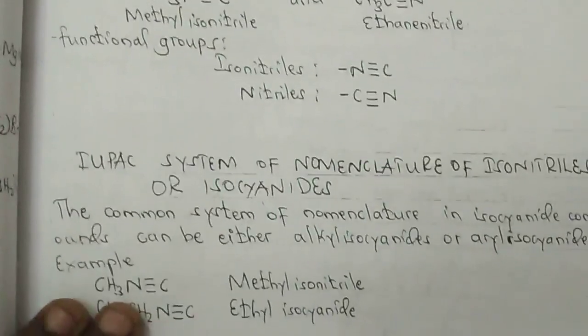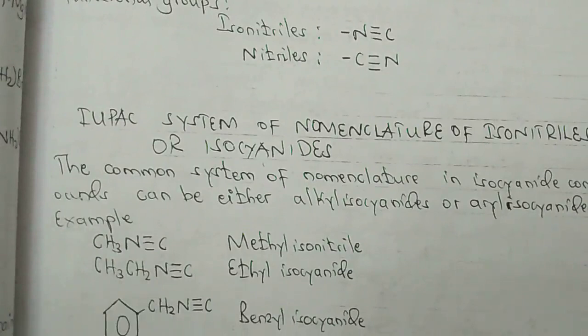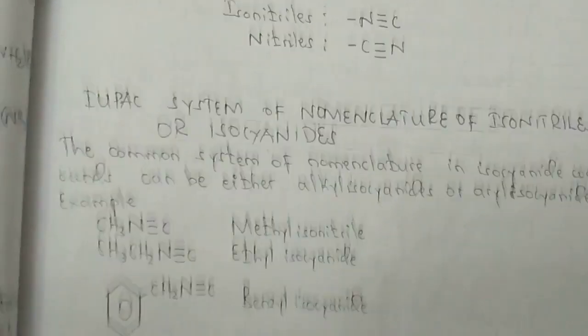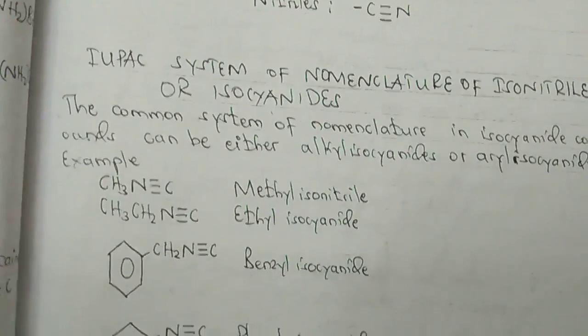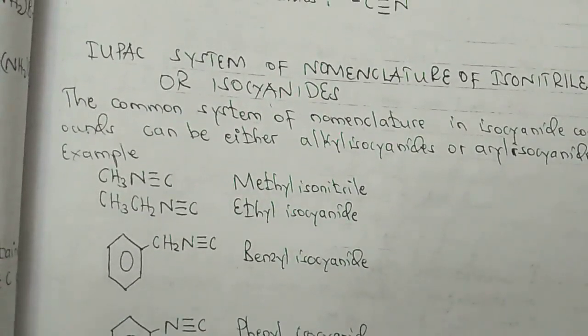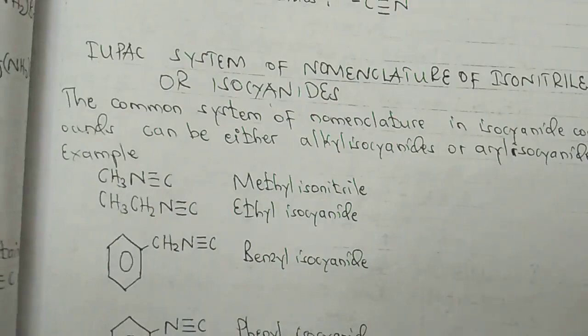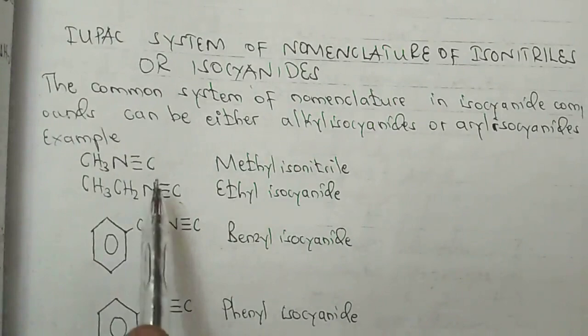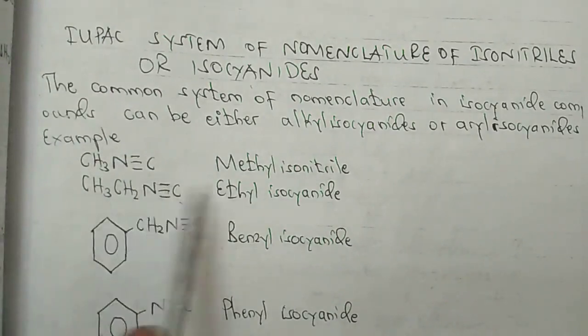IUPAC system of nomenclature for isonitride or isocyanide. Common system of nomenclature in isocyanide compound can either be alkyl isocyanide or allyl isocyanide. So tunaweka the word of the alkyl or then the word of allyl group then followed by the word isocyanide. Iso kule tunaweka name of alkane au tunaweka name of alkyl. This is methyl isocyanide. Methyl na hatuhesabu carbon hadi mwishoni, tunahesabu tu carbon wa huku, ile mwishoni hatumhesabu.